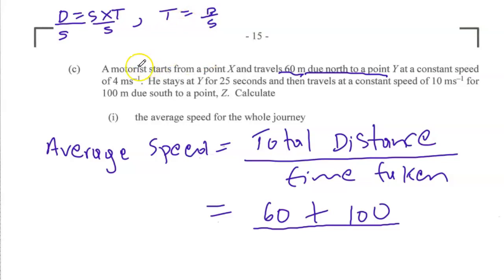Alright, so for the first phase here, he travels from a point X to a point Y. The distance was 60 meters and the speed was 4 meters per second. So 60 divided by 4, that's 15. So for this first phase, the time there is 15 seconds.